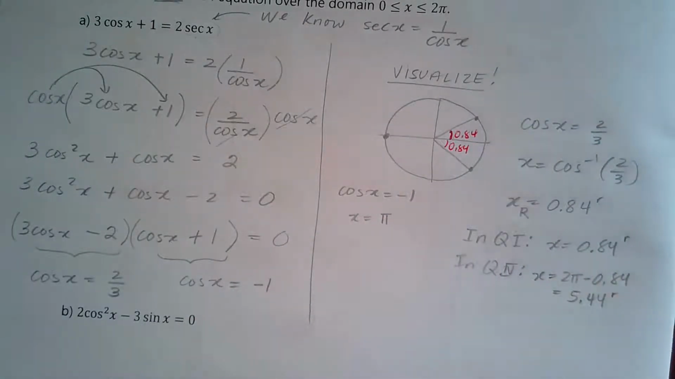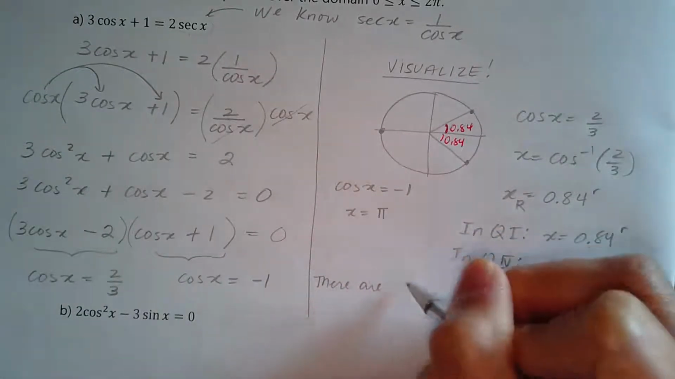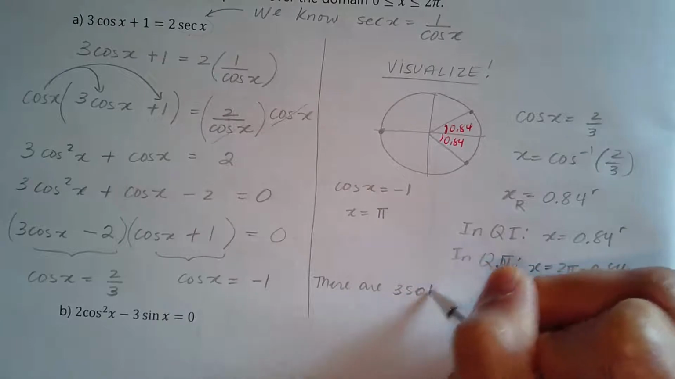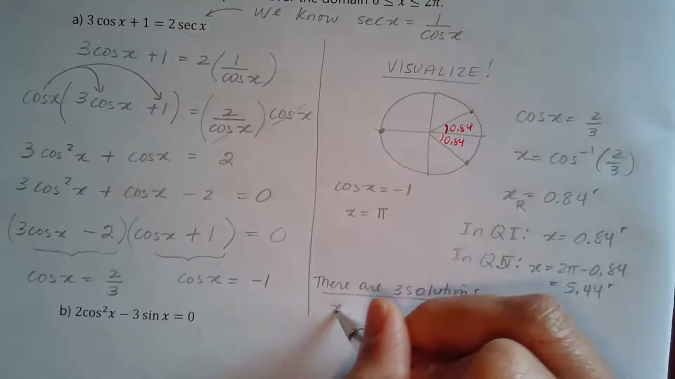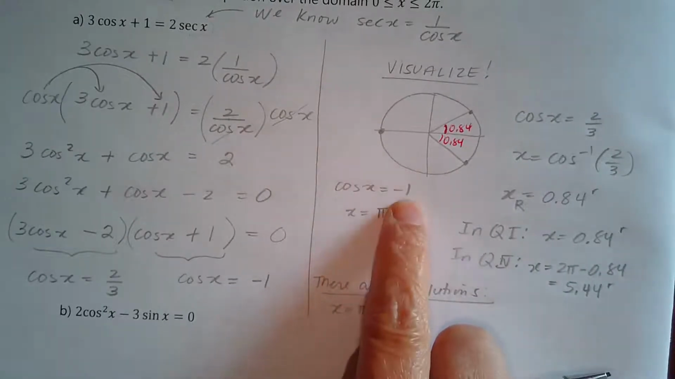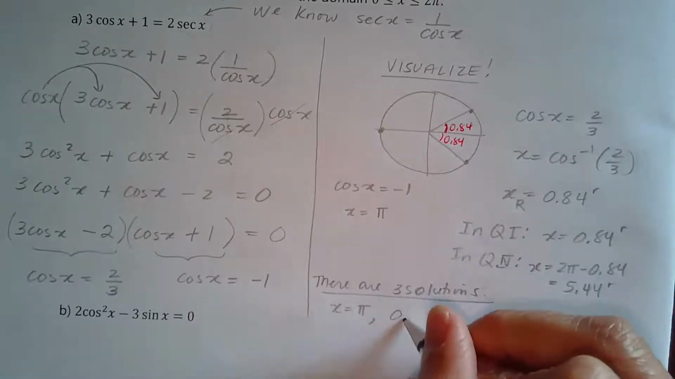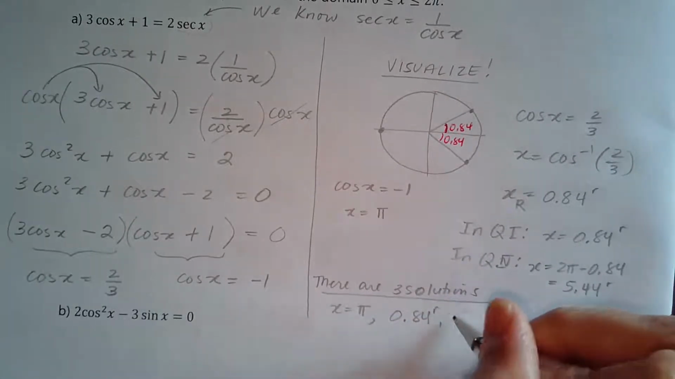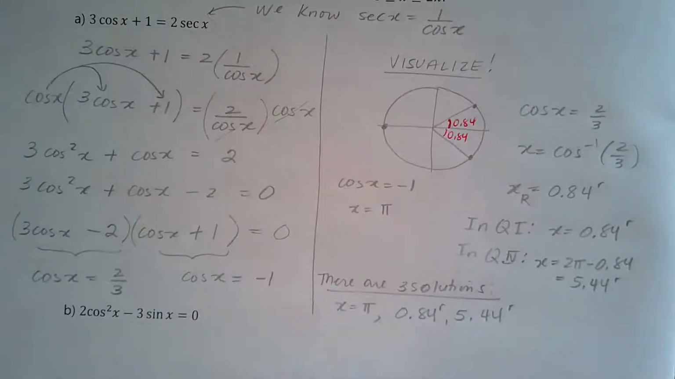Okay, so we have three solutions in this particular case. The solutions are x equals pi, when cos of x is -1. And when cos of x is 2/3, we got two solutions, 0.84 radians and 5.44 radians. Okay, so there you go.